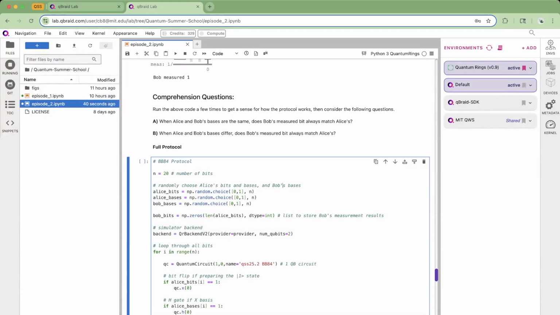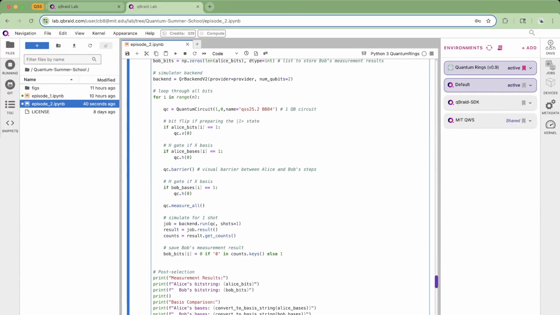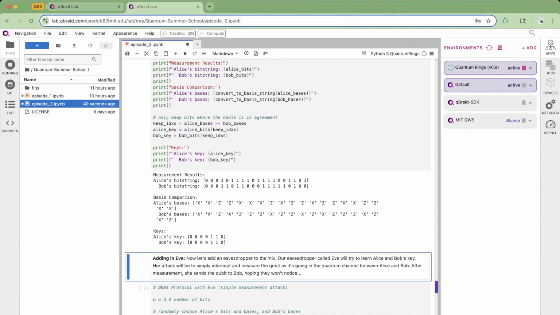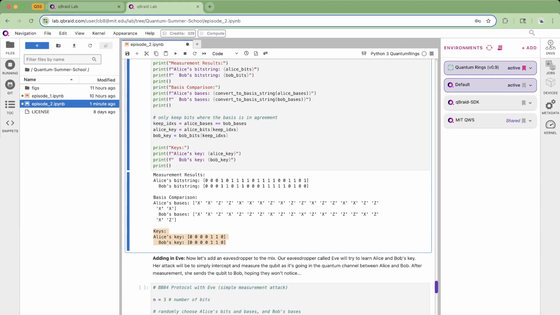Down here, there's a full protocol where you can run for many more bits. So for instance, with 20 bits, you can see that Alice has some bit string that she builds up, Bob has some bit string that they build up, and they have their choice of bases. Then they're going to go through and post-select. So they're going to announce over their public channel which bases they used, and they're only going to keep bits where their bases agreed. And so in the end, Alice and Bob are going to have identical keys. An important thing to note here is that these bits have never been announced publicly.